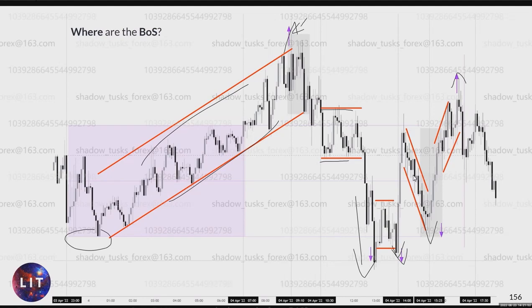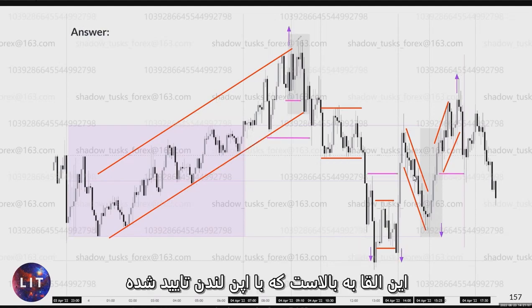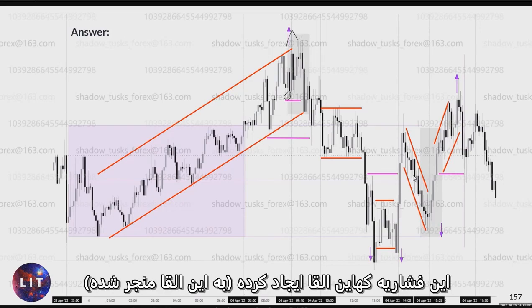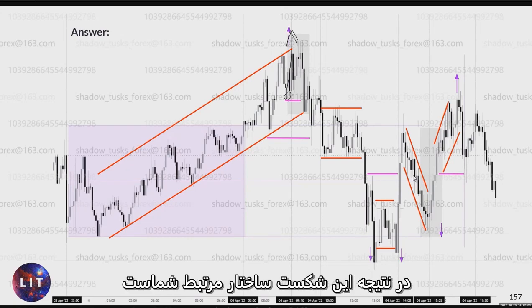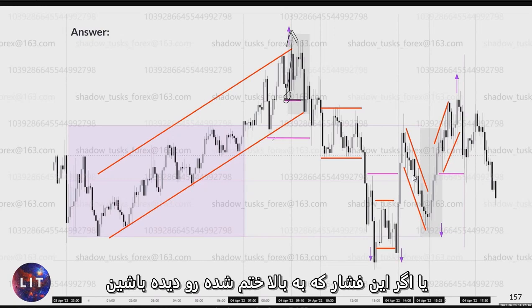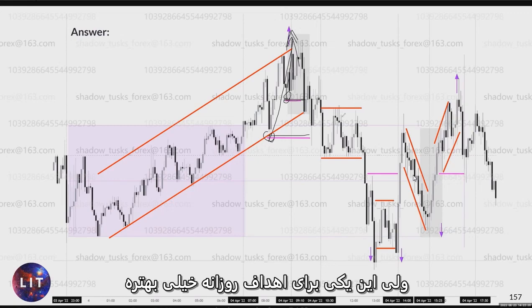Let's reveal it. Right, so the answer: this is the inducement, high side of London Open, confirmed. This is the push that made the inducement, or led to the inducement. So this is your relevant structure break. Or if you saw this push all the way leading up there, you can use this one too. That's also fine, but this one for intraday purposes is way better in here.